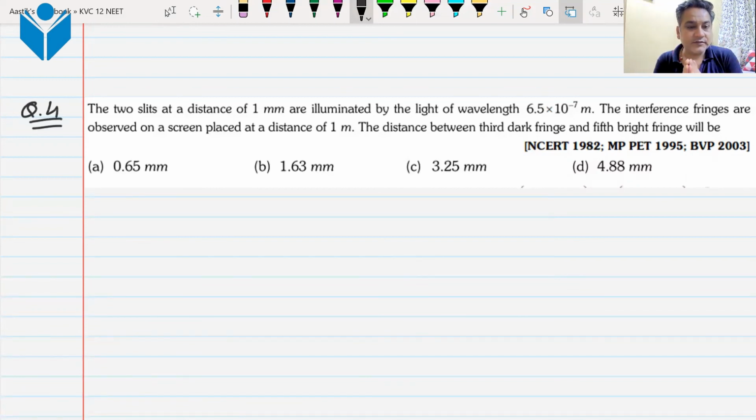Two slits of 1 mm at a distance of 1 mm are illuminated by a light of wavelength 6.5 × 10 to the power minus 7 meters. The interference fringes are observed on a screen placed at a distance of 1 meter. The distance between the third dark fringe and the fifth bright fringe is.